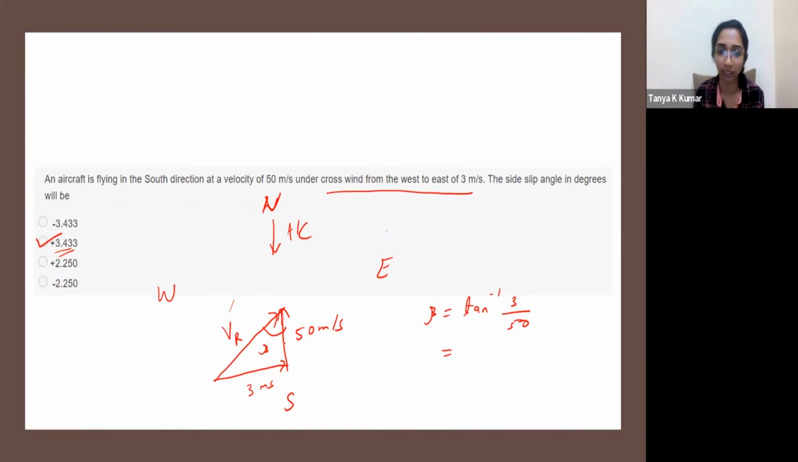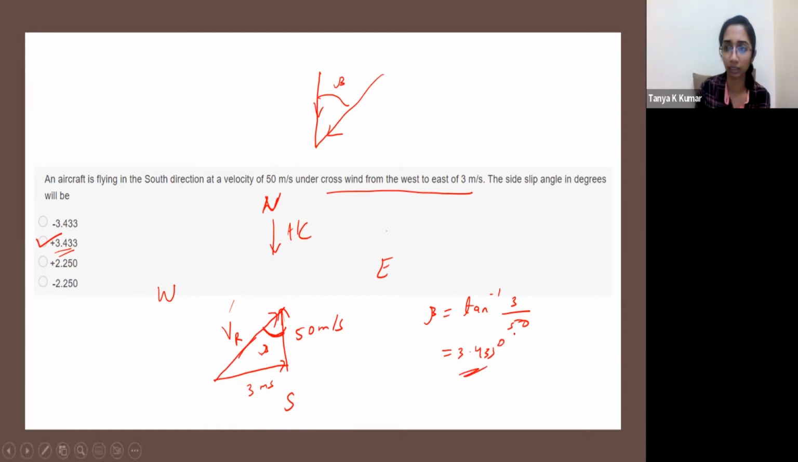Yes, is that clear? So if the resultant velocity is towards the right of the forward motion, towards the right of the fuselage reference line, the beta sideslip would be positive. If you were traveling towards the north, your oncoming wind would be like this. If your resultant velocity is here, this was considered positive. Similarly, if it's traveling towards the south, this is considered positive. Okay, so it would be positive 3.433. Is that clear?